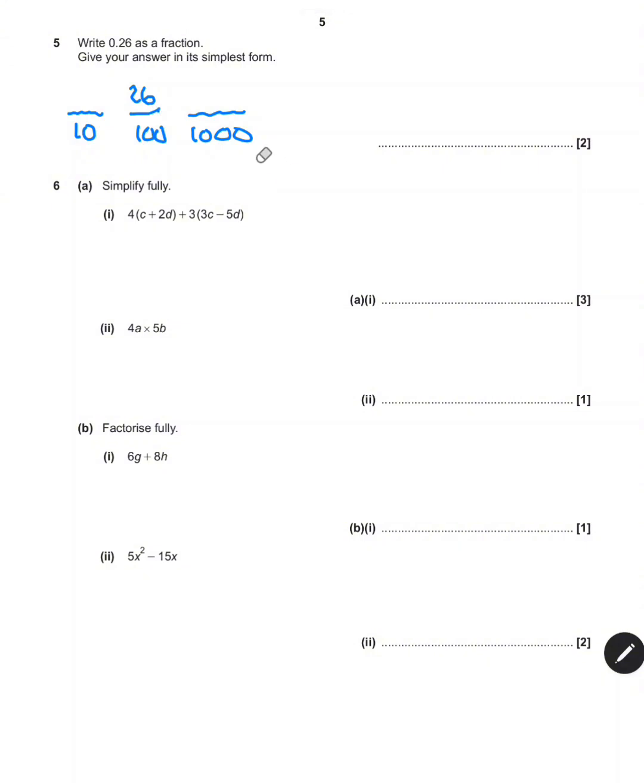That is my fraction. It does say to give your answer in its simplest form. So I'm going to start halving these because they're both even numbers. I would get 13 out of 50. I know that 13 is a prime number. It won't divide by anything exactly other than itself and 1. So that is my final answer, 13 out of 50.